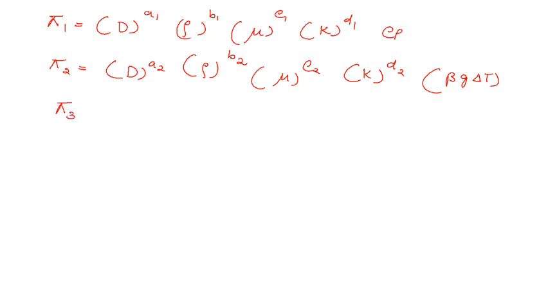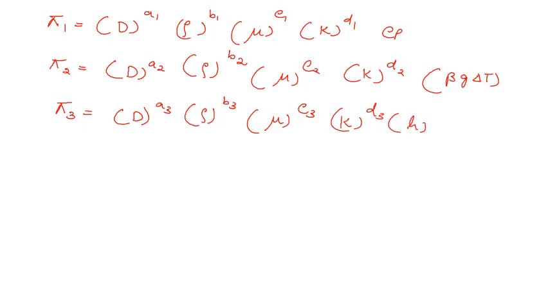Similarly, pi 3 is d to the power a3, rho to the power b3, mu to the power c3, and k to the power d3, and h value. So we have got all the 3 pi terms. Now, this is equation number 1, this is equation number 2, and this is equation number 3.